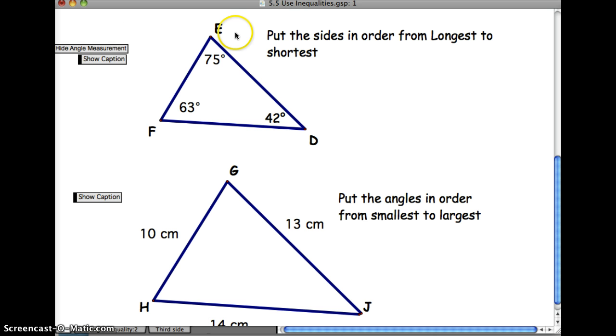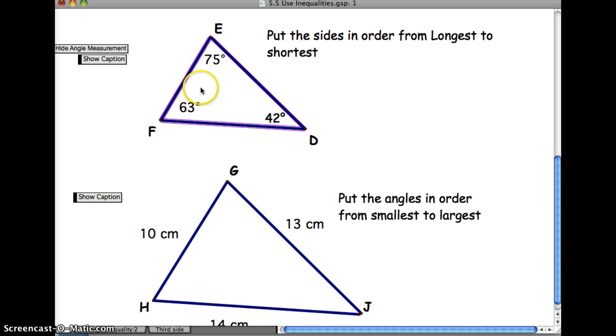Now, I want to put this in order from longest to shortest. What's the longest side? FD. Because angle E is the largest angle, so the largest side must be across from angle E. It's FD. What's the next largest angle? ED, and then the last one, FE.